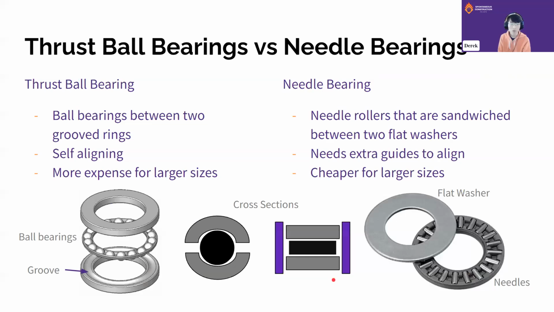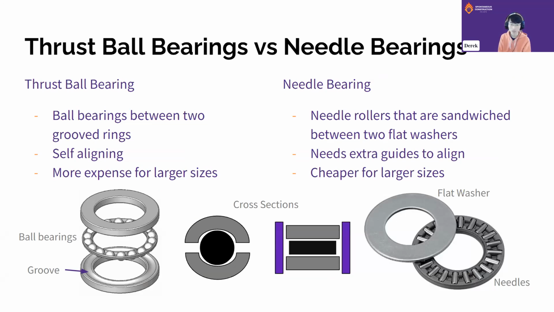Because the entire weight of the drivetrain rests on those pods, you'll need bearings in order to have smooth rotation movement. And the two bearings you can use are thrust ball bearings or needle bearings. So for thrust ball bearings, there are ball bearings between two grooved rings. The benefit of this is that they're self-aligning because the balls can't escape the grooves, but they're more expensive for larger sizes.